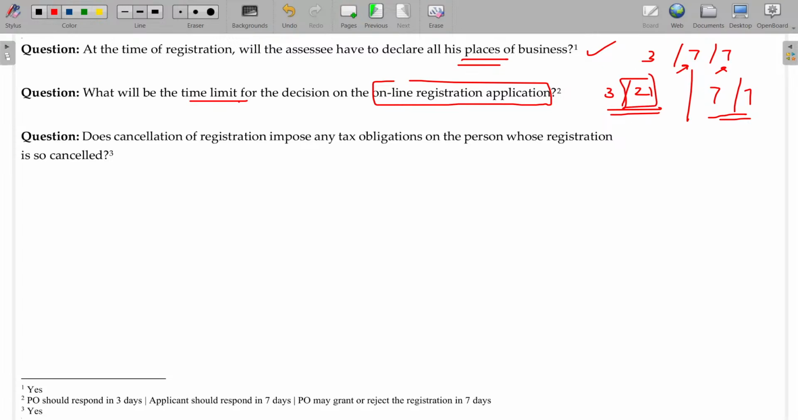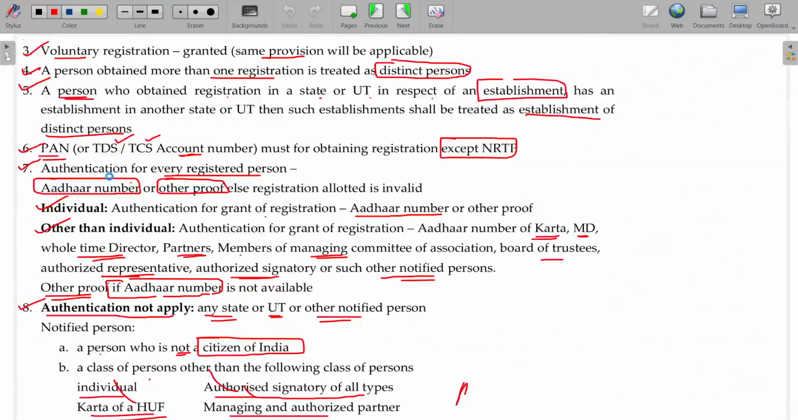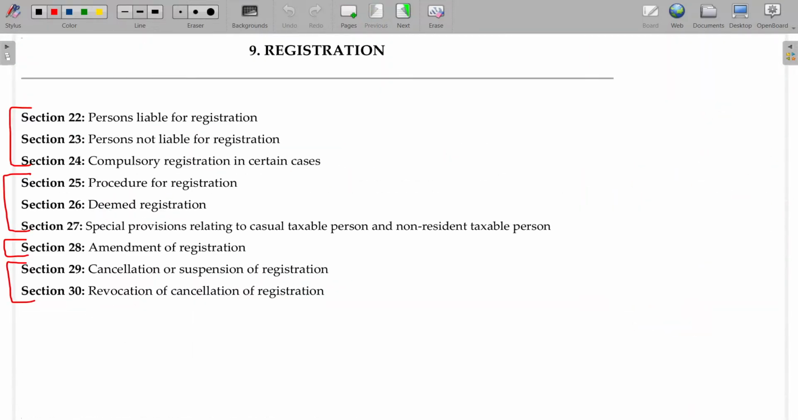Okay. Now, does cancellation of registration impose any tax obligations on the person whose registration is so cancelled? Yes. Until the date of cancellation, any tax liability is payable. He is liable to pay only. There is no chance to escape. So with that, the registration chapter is completely over. Clear? The main focus is that you have to study section 22 in detail, especially cancellation related to the refund of ITC for the raw material and capital goods. Is that okay?